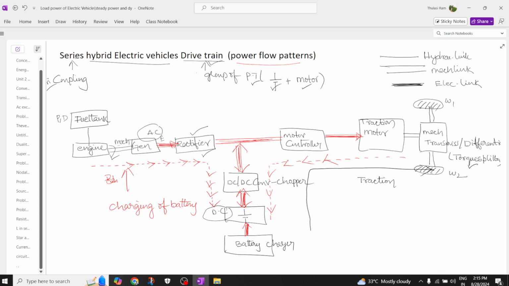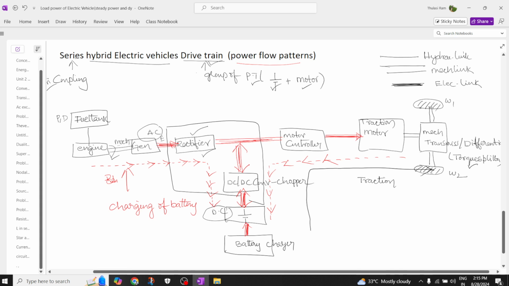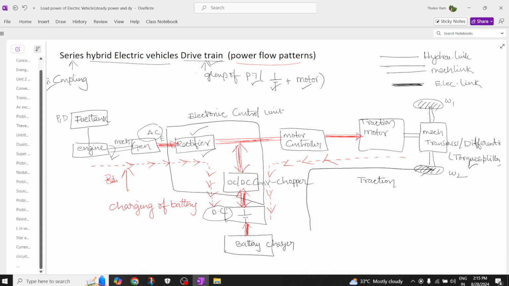So this complete part, the rectifier part and the DC to DC converter, acts as an electronic control circuit. So this is the electronic control unit or electronic control circuit. It consists of the rectifier, DC to DC converter and motor controller, and you have a traction motor. This rectifier converts AC to DC, and it is not sent directly to the battery, for which we require a DC to DC converter, which is nothing but a chopper.